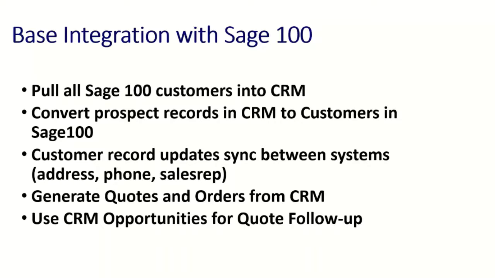You also have the ability, if you have a prospect in CRM, to convert that prospect to Sage 100. I'll show you how that works. Information will update. So for example, if you change the billing address on a customer in Sage 100, that update will sync down automatically to Sage CRM. That's typically the way we set it up, one way.